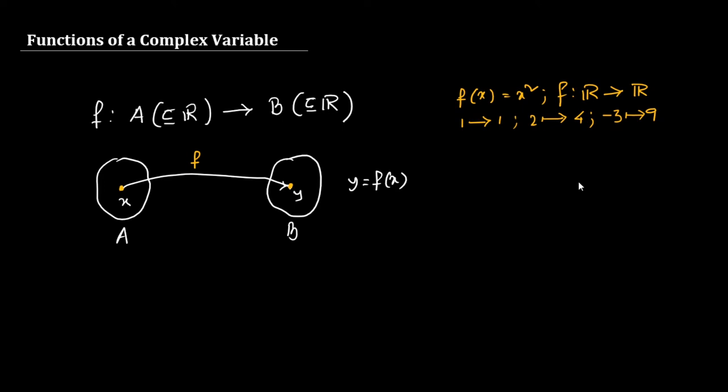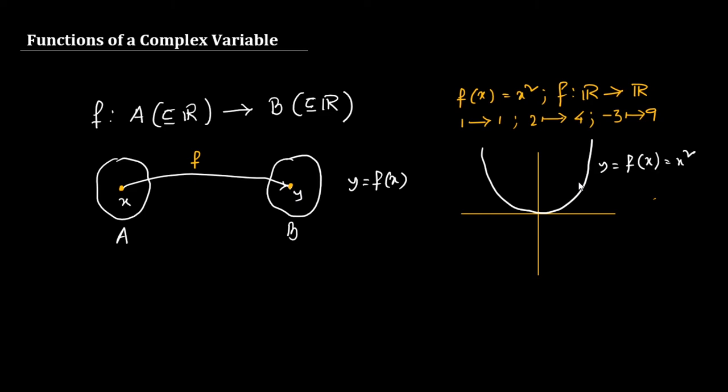If we try to graph it, the graph will be something like this. My drawing skill is pretty poor, but the graph will be something like this, y equal to f(x) equal to x square. So this is my graph, and this is our understanding of functions of a real variable.